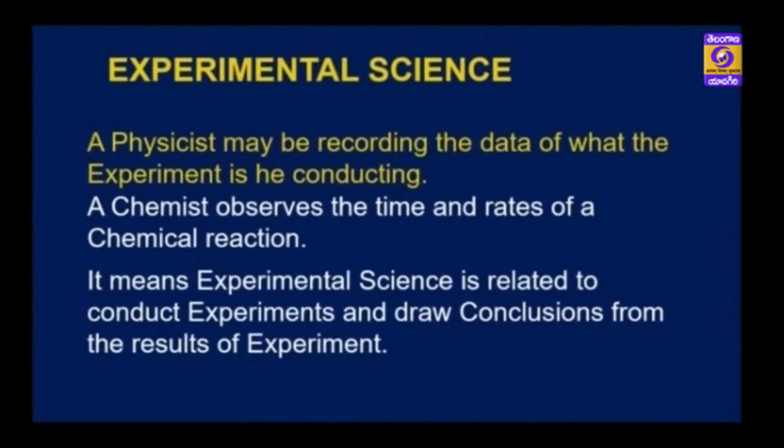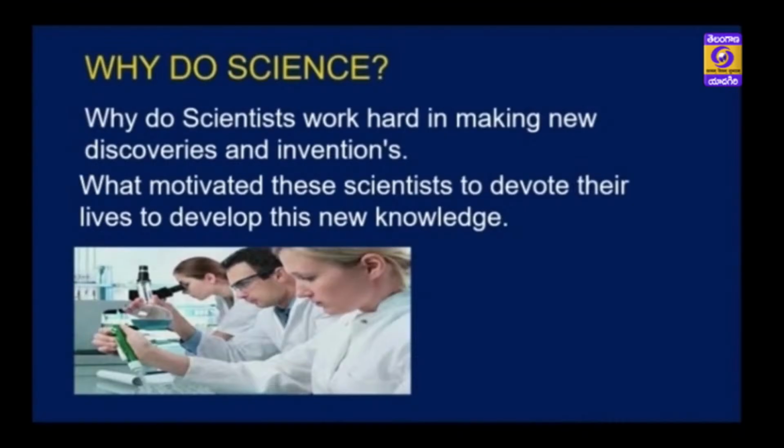So like that, the chemist also observes the time and rates of a chemical reaction by their color changes. That means, how do we confirm the experimental science? Experimental science is always related to conducting experiments, and we can draw conclusions from the results of the experiment.